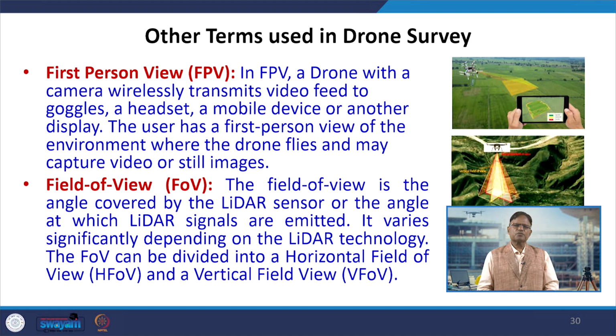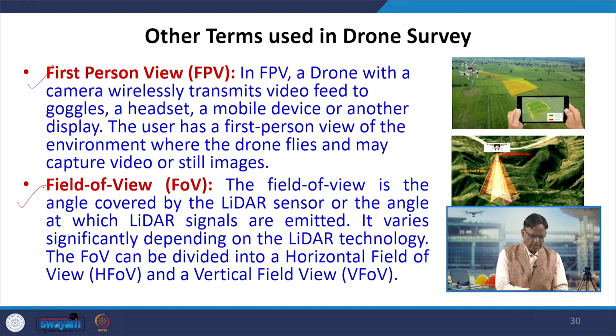Then there are other terms which we are using when we are flying the drone, like first person view. The short form is FPV, and the drone has a camera in the front which transmits video directly to the ground control station. So the operator can see what the drone sees while the drone is flying, how much area is covered by the drone. So that keeps the operator updated. The first person view is a very important facility.